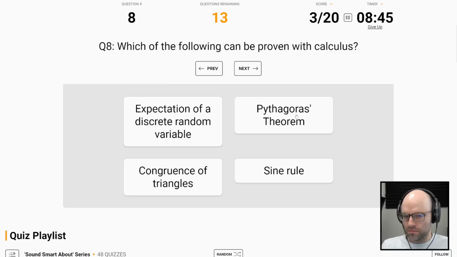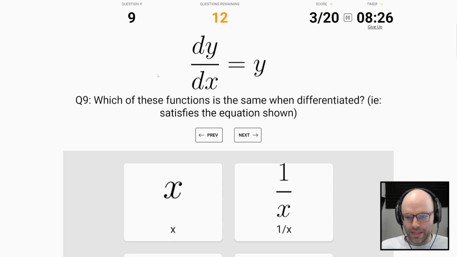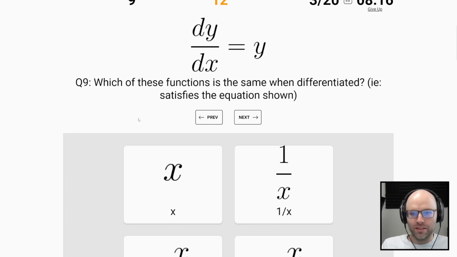Wrong. Which of the following can be proven with calculus? Personally, I know there's a lot of debate here. I think that it's the expectation of a discrete random variable. A lot of people would say Pythagoras theorem, but not me. There's so much debate in the world of calculus about this.